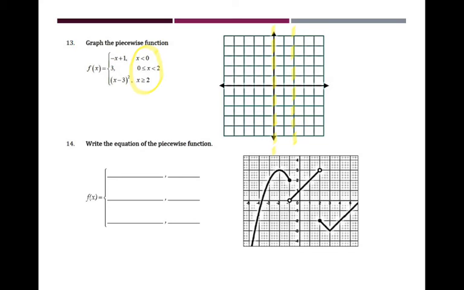So the first one I'm going to graph is negative x plus 1, and that's when x is less than 0. So less than 0 is going to be everything to the left of this vertical dotted line. So it is a linear function, so that means I'm going to start at 1 on my y-axis. This is going to be an open circle because if I look at my inequality, it is when x is less than 0 and not or equal to.